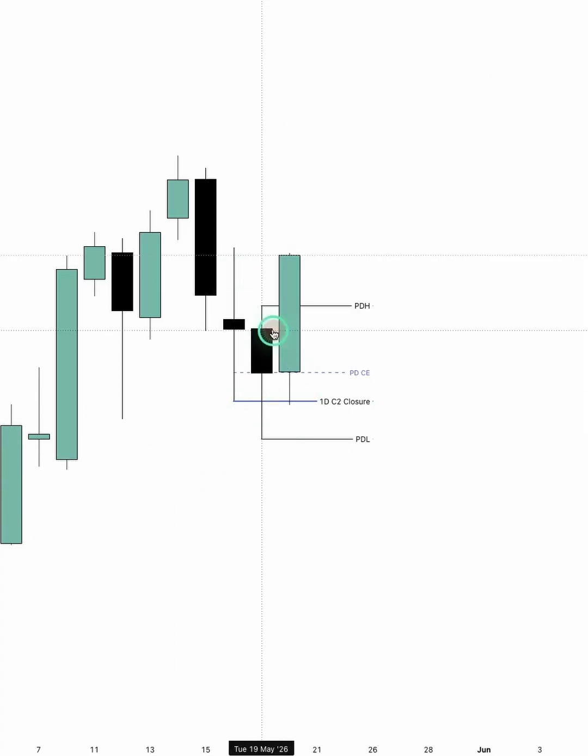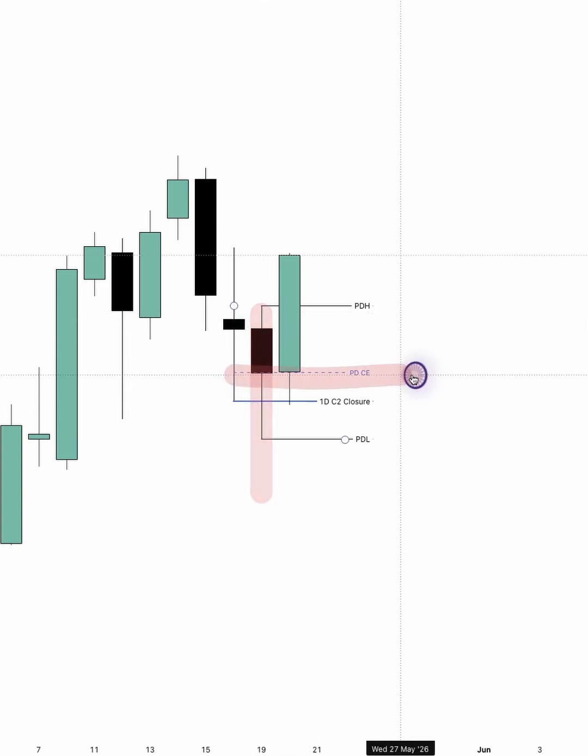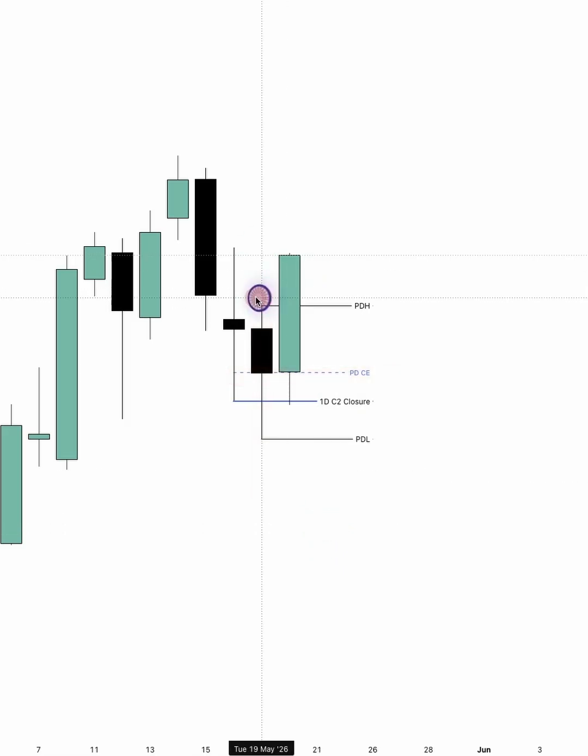Now you have your C2 closure. Tuesday swept Monday's low. Now you're anticipating Wednesday to go higher. You mark Tuesday's midpoint here, and you want Wednesday to respect it. You have your targets, Tuesday high, Tuesday low, and then you can potentially do Monday's high.